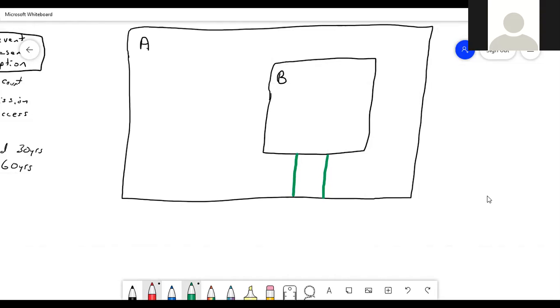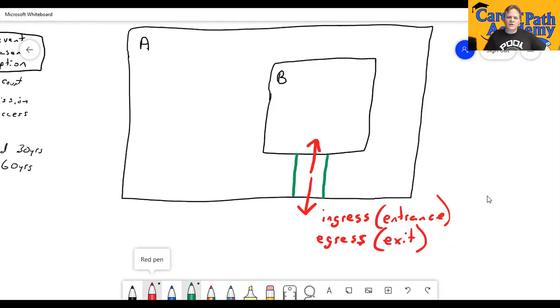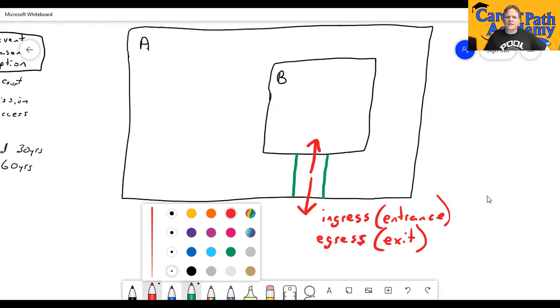Lot owner A owns the road because the lines are here. That's right. So a lot owner B can only use it for the purpose of ingress or egress, entrance and exit. That's ingress, that's entrance, or egress, that's exit. So this type of easement can only be used for the purpose of ingress and egress.